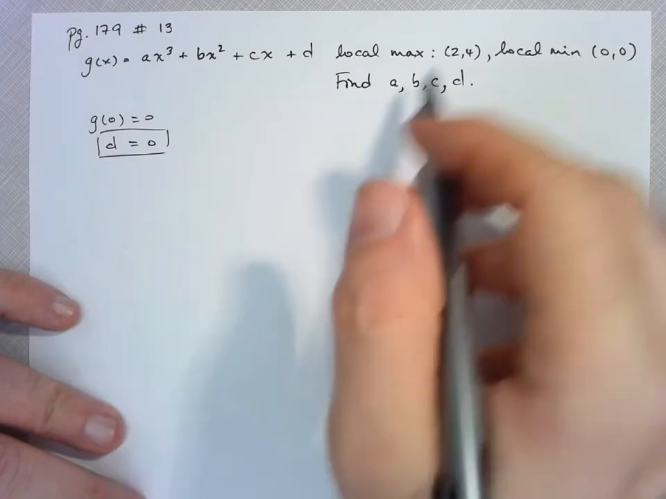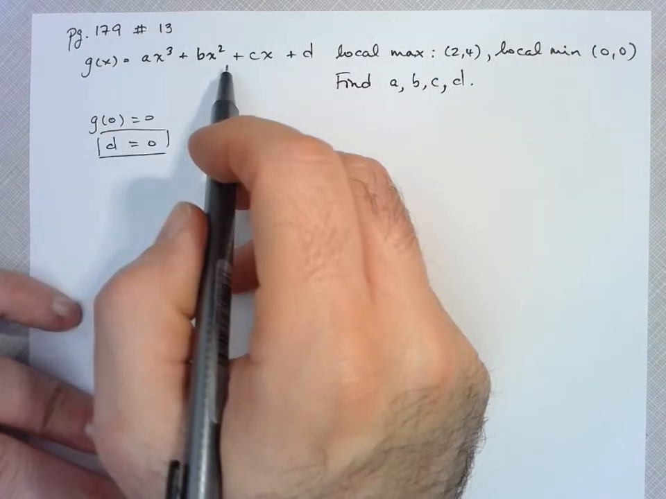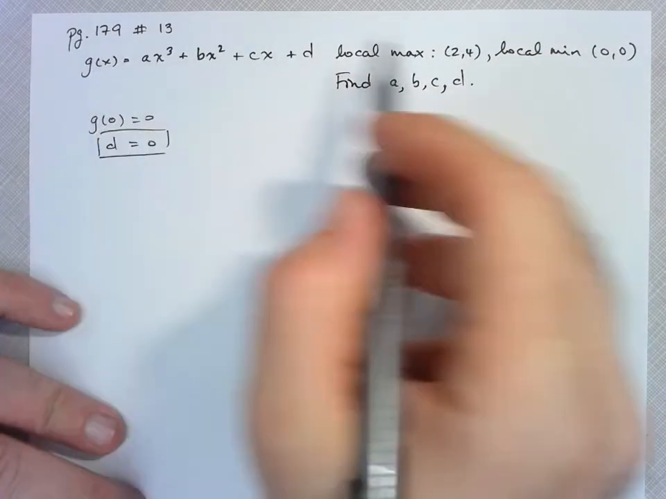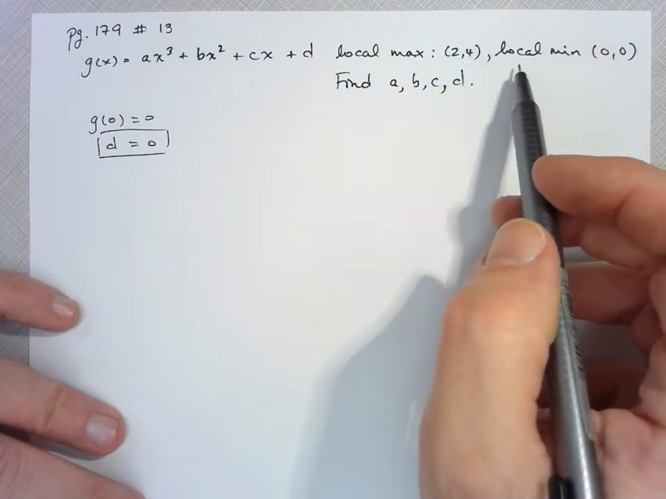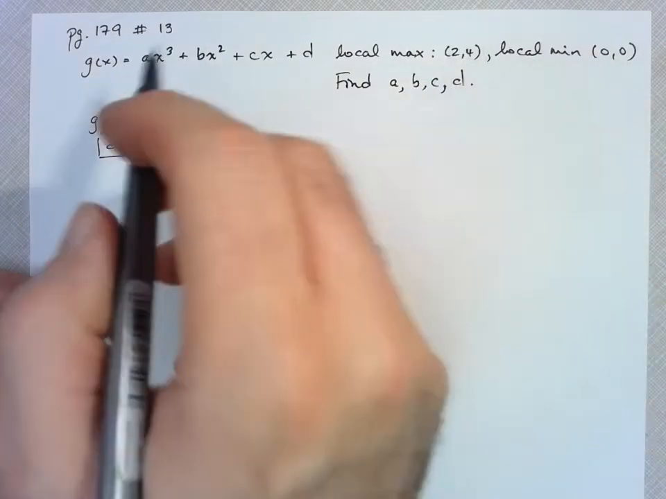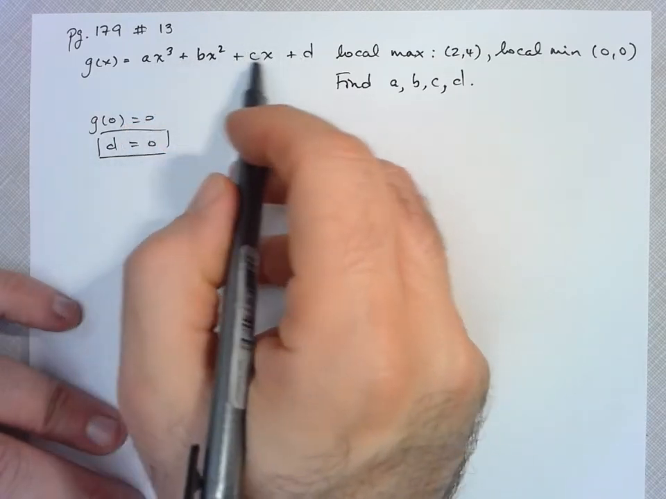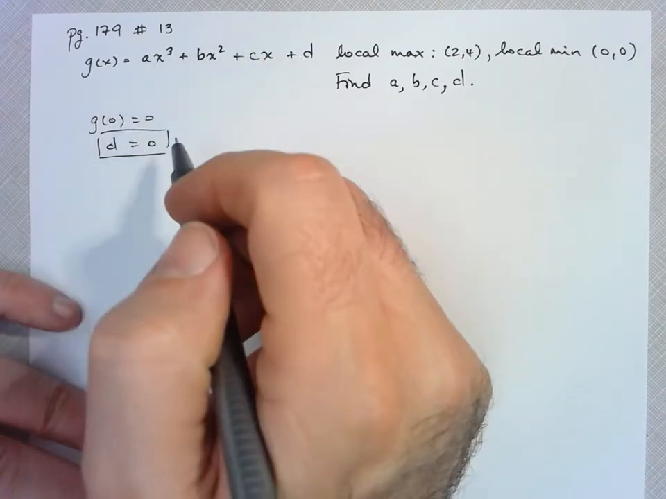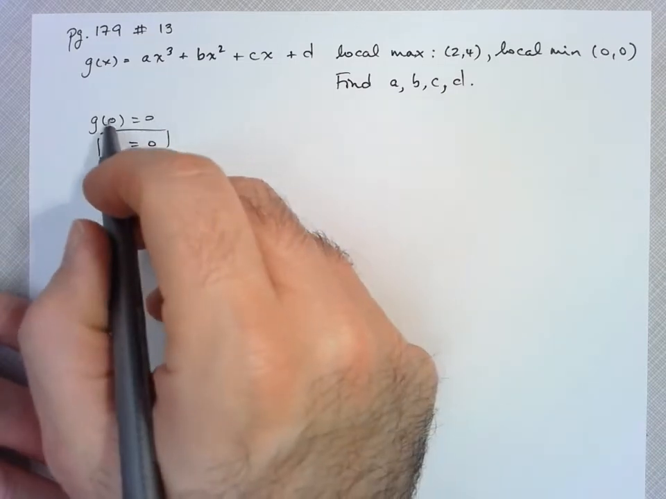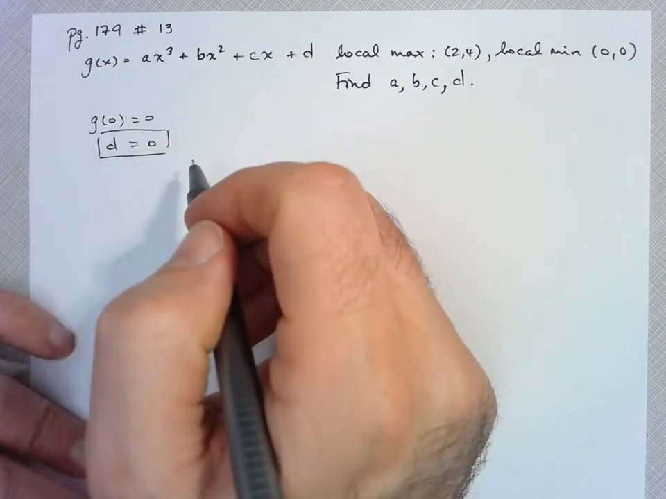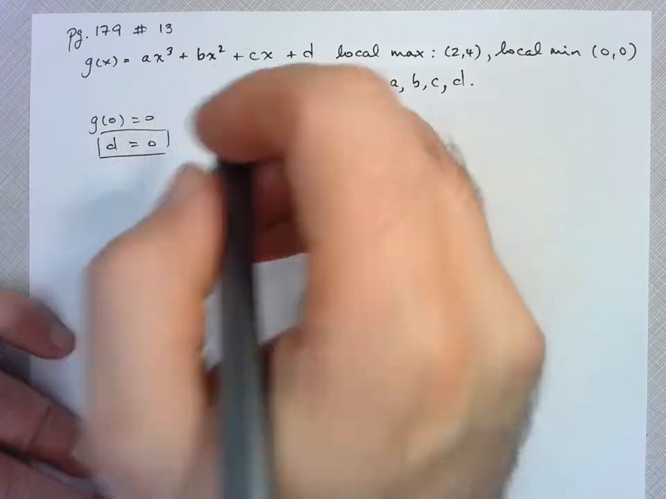Now I could stick in 2 and 4 into the x and y values, but the nice thing about finding the derivative is that it's going to get rid of certain components. It's actually going to simplify the function. It's going to take this cubic and turn it into a quadratic. So I started with g at 0 because I knew it was going to be an easy one, just the y-intercept. So let me go now and find the derivative here.